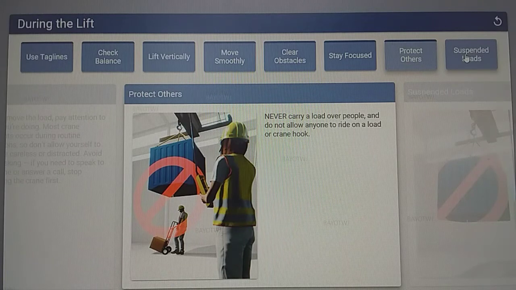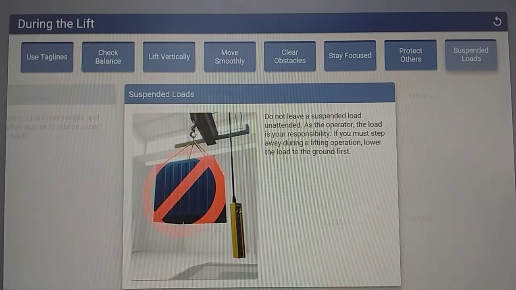Never carry a load over people, and do not allow anyone to ride on a load or crane hook. Do not leave a suspended load unattended. As the operator, the load is your responsibility. If you must step away during a lifting operation, lower the load to the ground first.